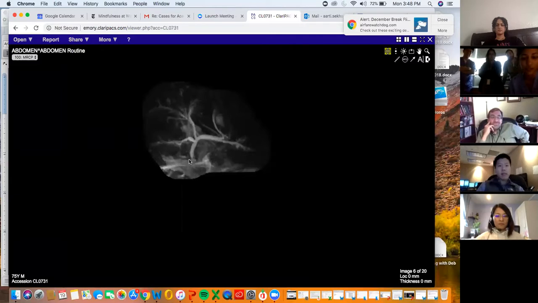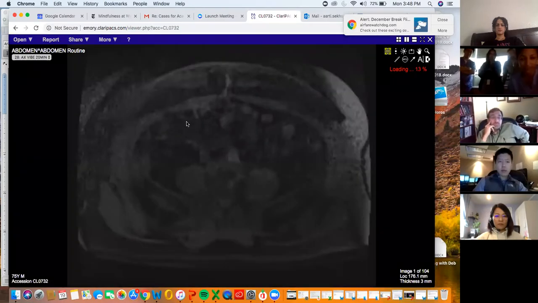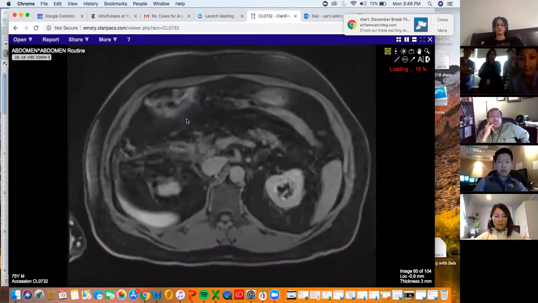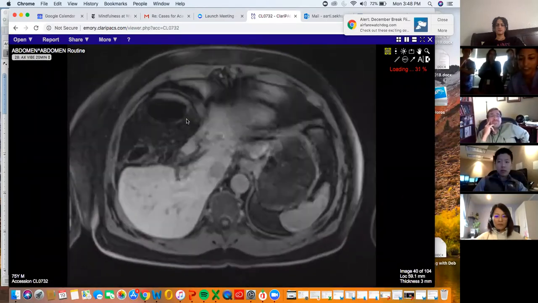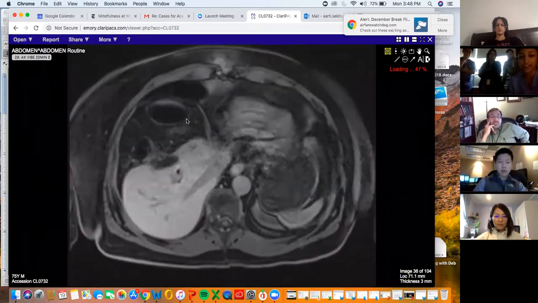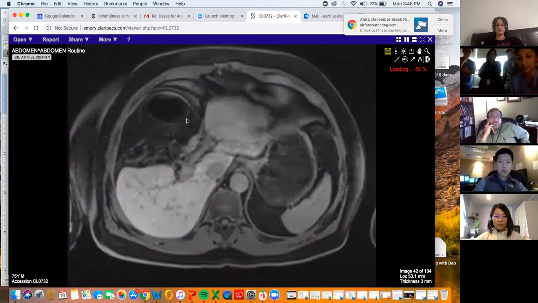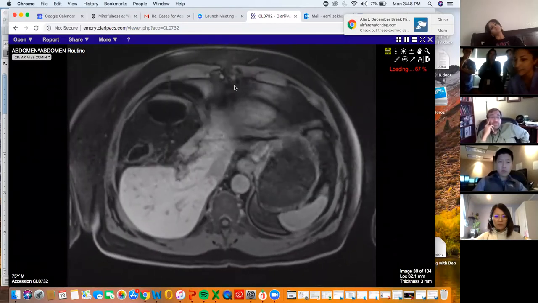The other interesting thing about this case is they did an EOVIS scan. And this is the 20-minute EOVIS scan. And we do not see any excretion into the biliary tree. Really backed up. Must be really backed up.